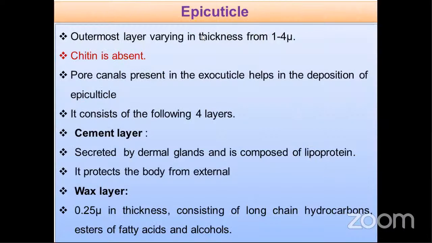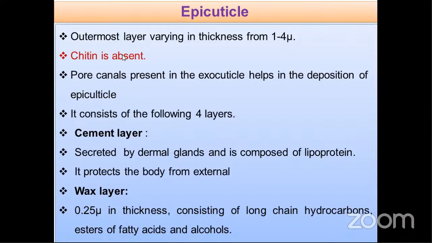First we will discuss the epicuticle. We already discussed this earlier. It is the outermost layer. Its thickness varies from 1 to 4 microns, and chitin is absent. It's very important: chitin is absent.